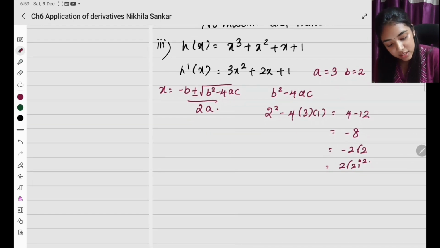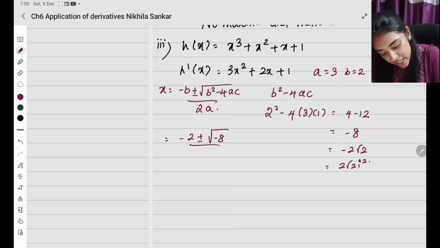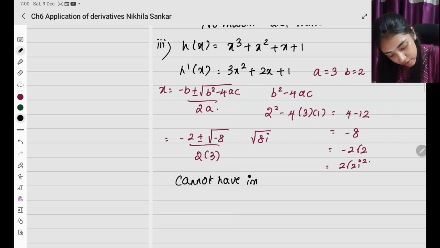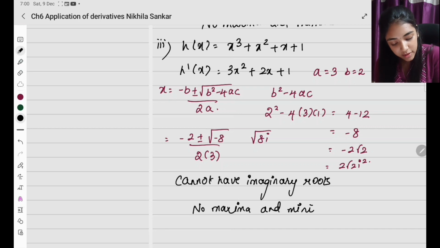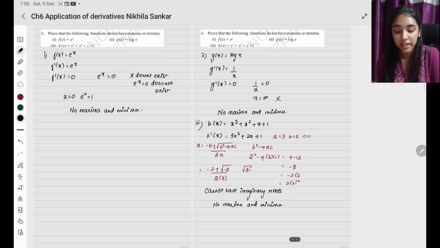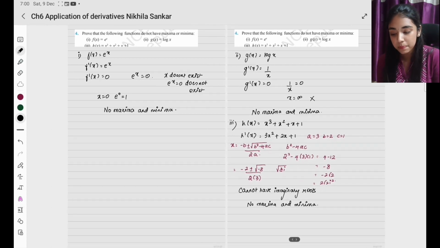So whatever is inside the square root, it is going to be root of minus 8. So I have minus b, which is minus 2 plus or minus root of minus 8 divided by 2 times 3. So basically inside the square root, I have 8i. I cannot have imaginary roots. So no maxima and minima. Okay, in the function you have to prove why there is no maxima or minima. The values cannot be imaginary when you are finding maxima and minima values. Okay, please copy.